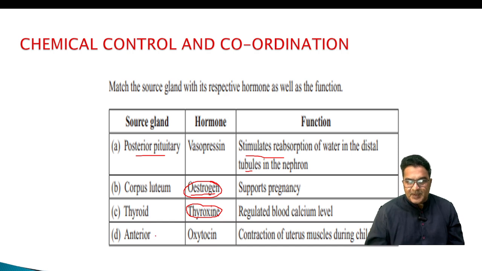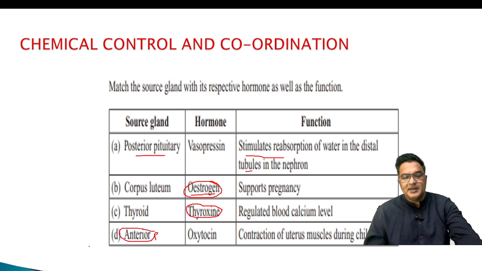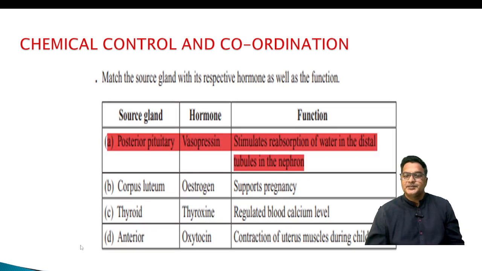Oxytocin from anterior pituitary, their meaning is here anterior pituitary. Oxytocin is from posterior pituitary. So, contraction of uterus muscle during childbirth, okay, but here it is wrong. So, what is our answer then? First option.